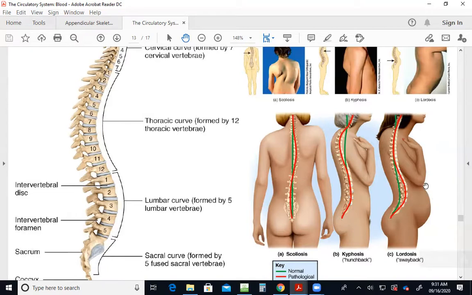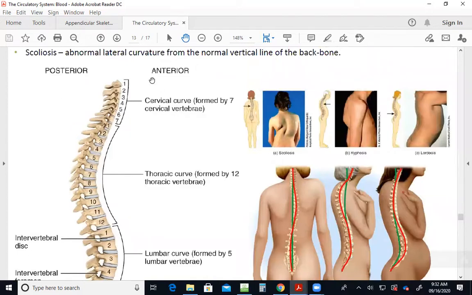A lot of abdominal weight kind of helps pull the spine in that direction. And it also happens when people have just a lot of abdominal fat. And you should be able to identify which abnormal curvatures are in these images, as well as being able to identify the different things here in this left image. Not the most important image, but I do want you to know it.